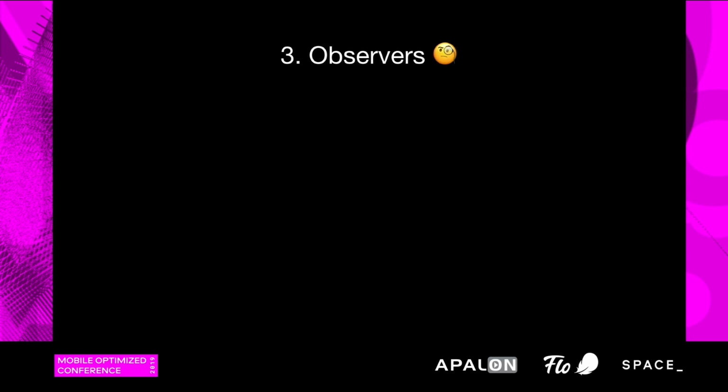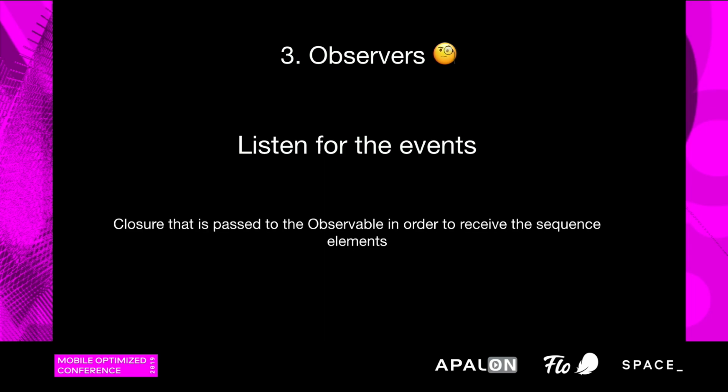Then we have observers. Observers listen for the events emitted. An observer is basically a closure that is passed to an observable, and it is executed once the event is emitted. And we do that by using the subscribe operator. Then we have subjects. Subjects are basically a special kind of observable that acts as an observer and an observable at the same time. This means that it can both emit and receive events.